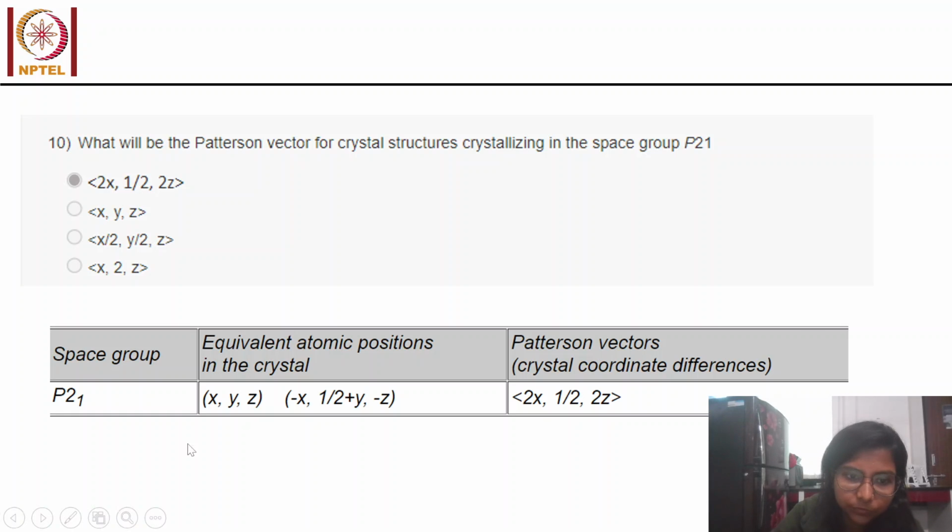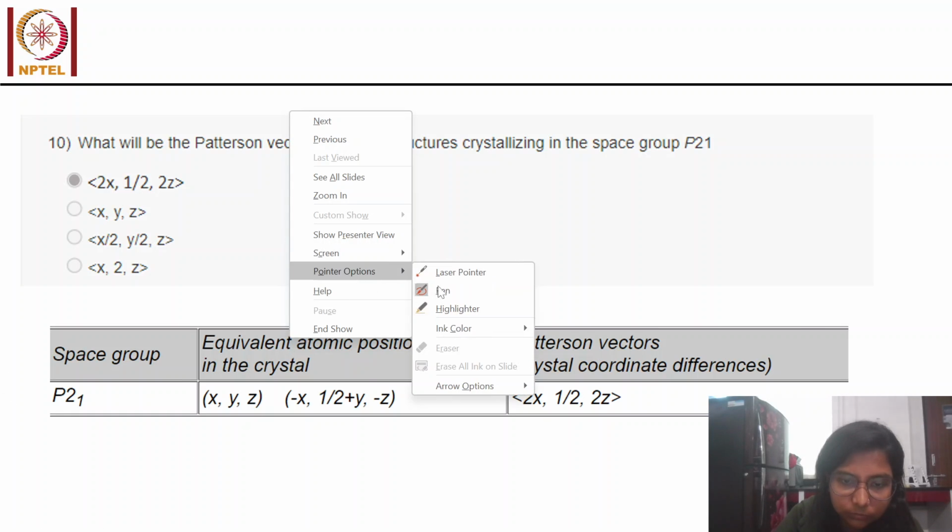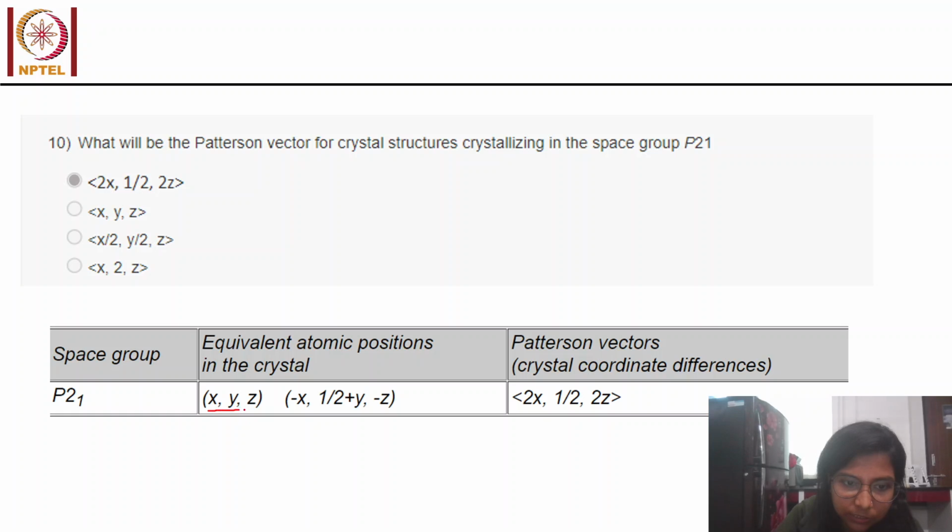For an atom at x, y, z, we will have an equivalent atom at position -x, y plus half, and z, because of this 2-1 screw, right? So if we just take the differences between the atomic coordinates, then we will get the Patterson vectors, because the Patterson vector is nothing but the interatomic vector. And how can we find out the interatomic vectors? By simply taking the difference in the positions of the atoms, right?